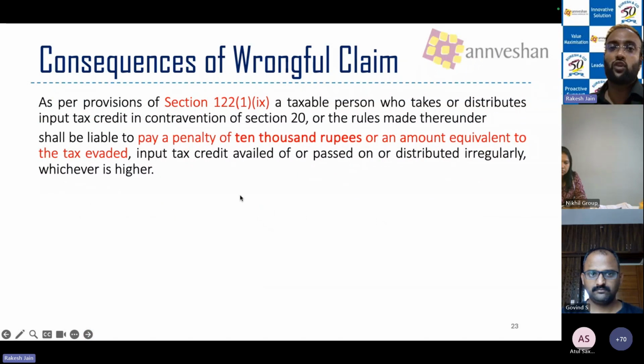What are the consequences of wrongful claim? Now, as per section 122(1)(9), a taxable person who takes or distributes input tax credit in contravention of section 20, which we just saw, which talks about the manner of distribution, or the rules made thereunder, shall be liable to pay a penalty of 10,000 rupees or an amount equivalent to the tax evaded, whichever is higher. Now, if there is any irregularity in distribution of this credit, this will be the penalty which will get attracted.